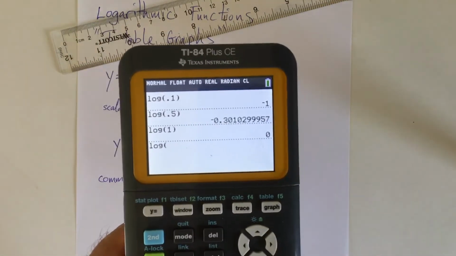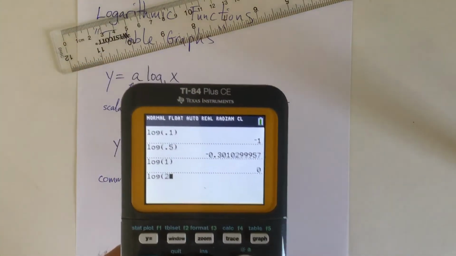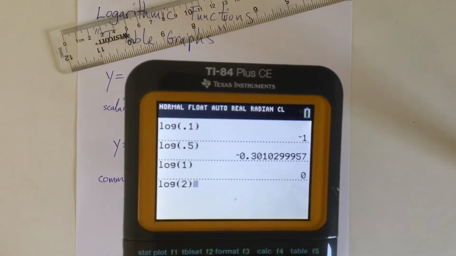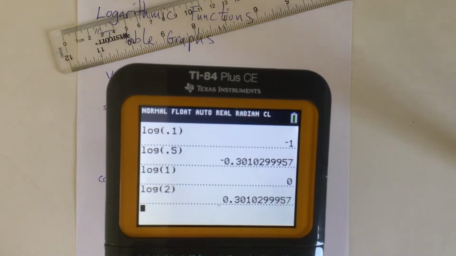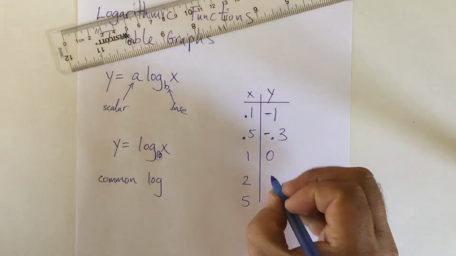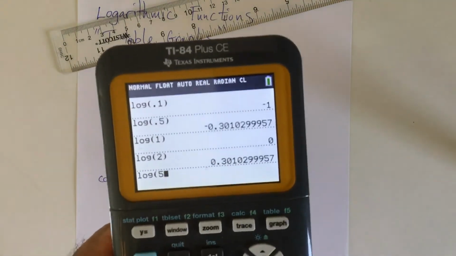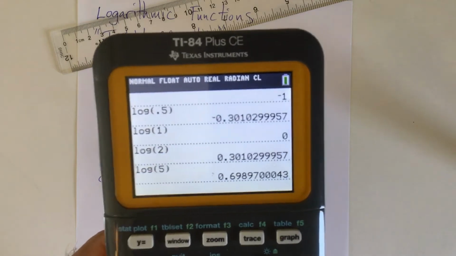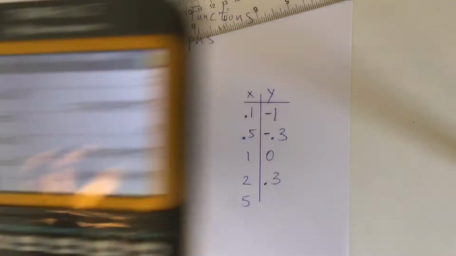Log of, what do I want you to punch in? 2. Now check this out. Log of 2. I told you there are patterns in these. Look at this decimal. Does it look familiar? It does, because it's 0.3. And then log of 5, because we need one more log number. Round that off to the nearest tenth: the log of 5 is 0.7.